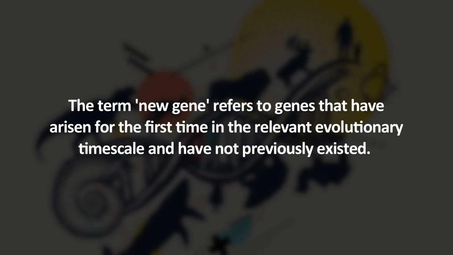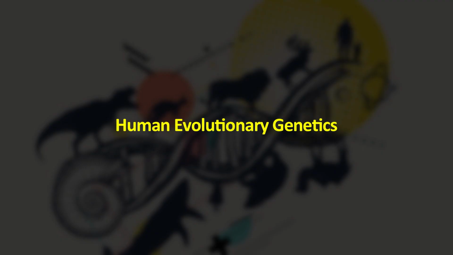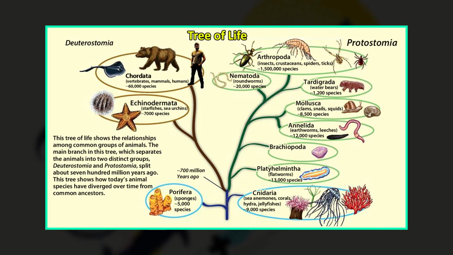The term new gene refers to genes that have arisen for the first time in the relevant evolutionary time scale and have not previously existed. Dear students, let us now understand what human evolutionary genetics actually is in greater detail. Evolutionary genetics is founded on the principle that the genetic record of life is contained in the genomes of living species, and it reveals evolutionary processes and relationships all the way back to the last universal common ancestor of all species together. To find out about this ancestral organism, we have to compare and contrast the most distantly related branches on the tree of life.